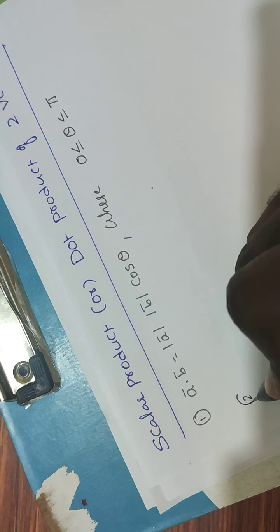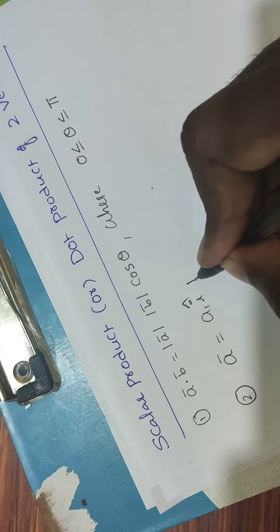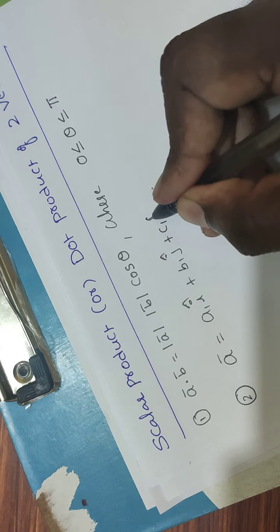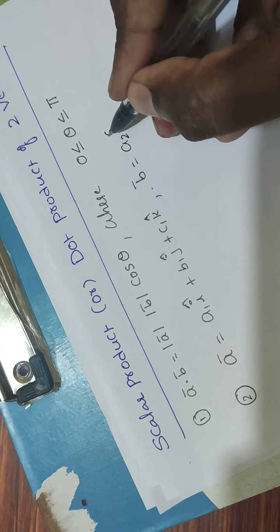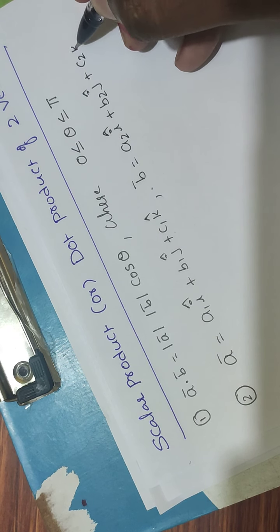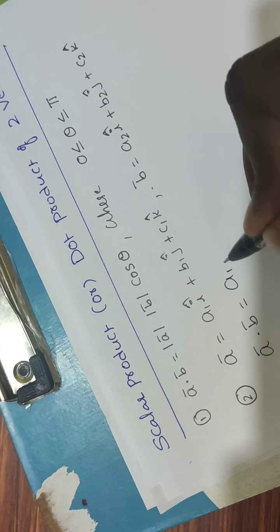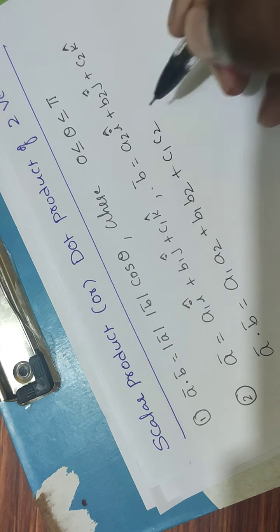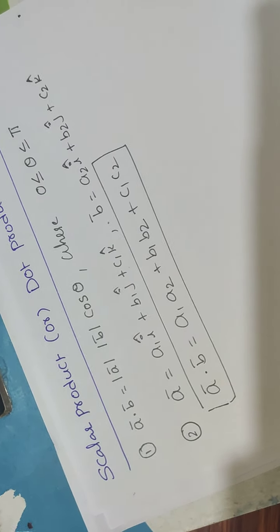Next, second point. If A bar is equal to a1 i plus b1 j plus c1 k, this is the first vector, and B bar equals a2 i plus b2 j plus c2 k, then the dot product of these two vectors equals a1 a2 plus b1 b2 plus c1 c2. This is the dot product of two vectors when the vectors are given.